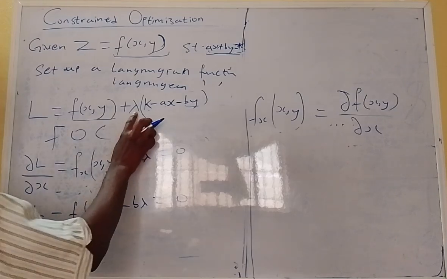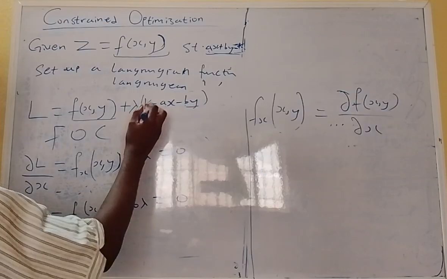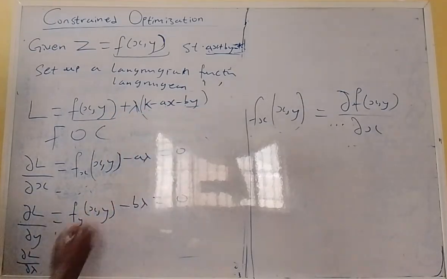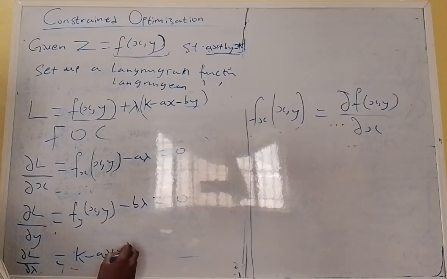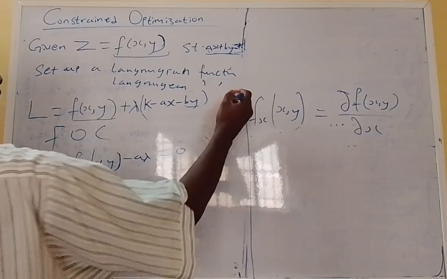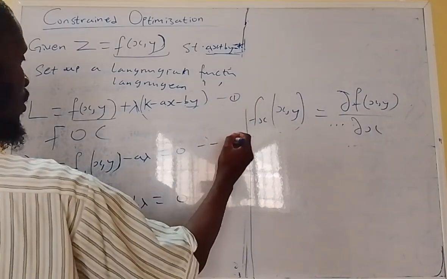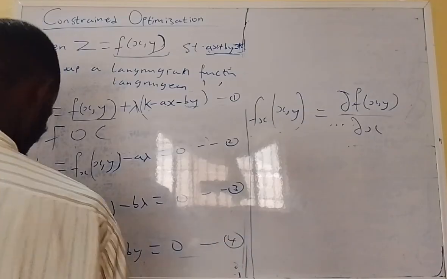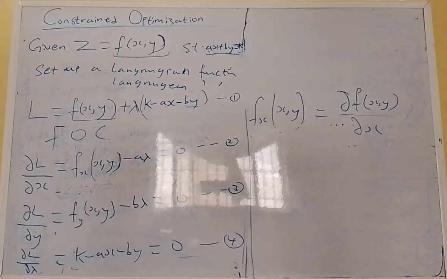Thirdly, I'm going to find the partial derivative of L with respect to lambda itself. If I differentiate with respect to lambda, it becomes 1, so 1 times everything in the bracket. This will be k minus ax minus by. Then I set it equal to 0. So I can call this equation 1. Let me call these equations 2, 3, and 4.